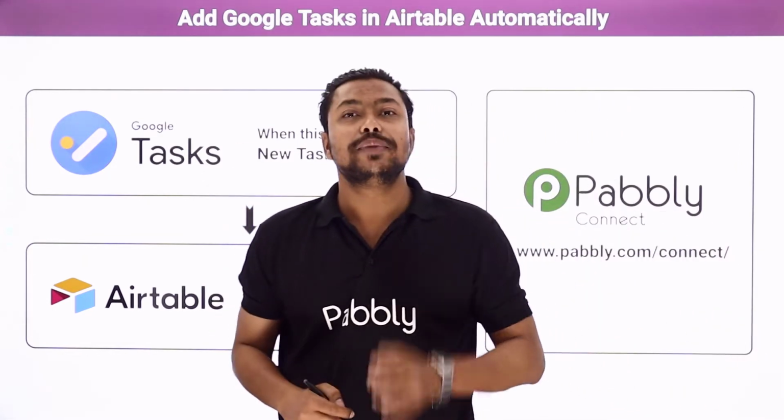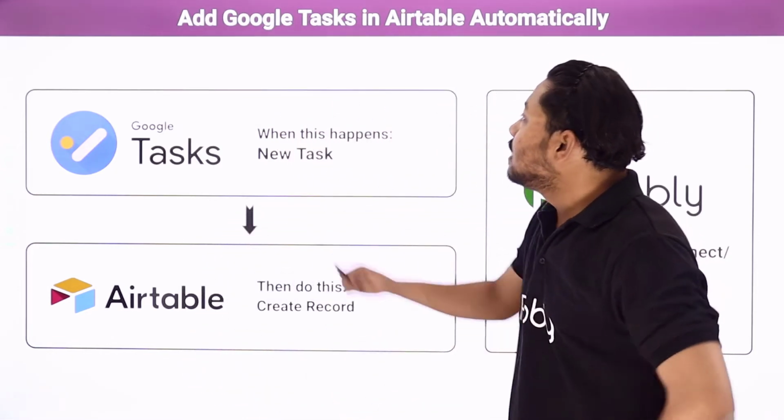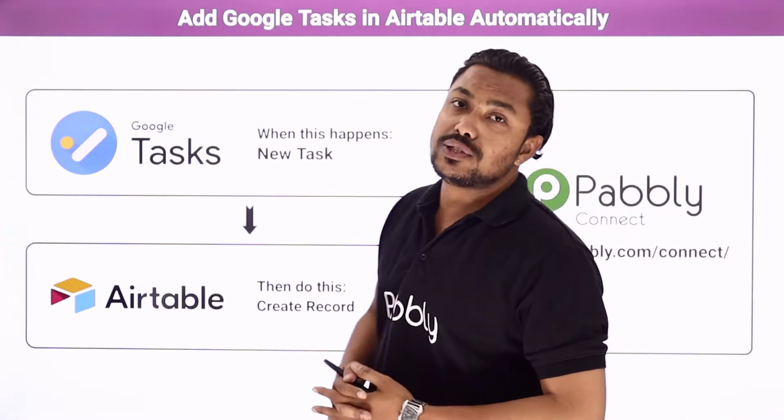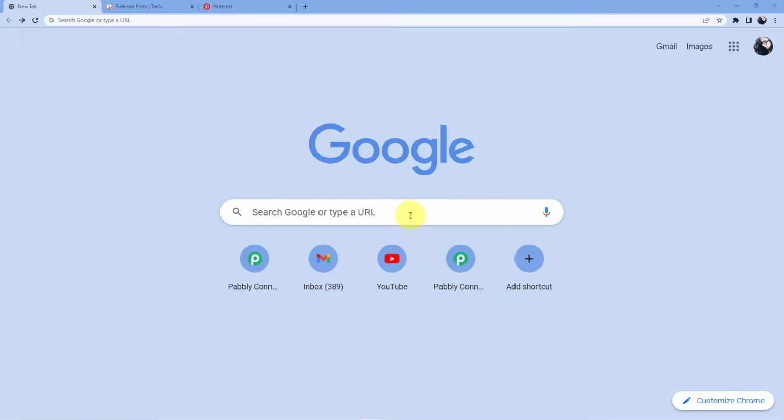Now, to do this automation, we are going to use an integration and automation service, Pabbly Connect, which will help us connect Google Tasks and Airtable together. If you want to learn how to do this automation, you have to come with me to the screen. And we are back at our screen.